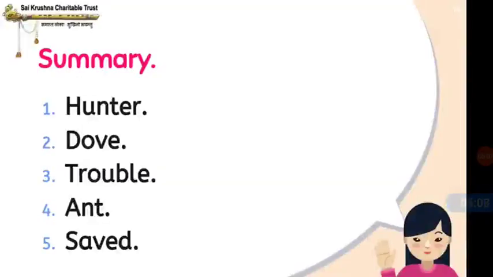So, the summary is, in this part, a hunter came to the forest to hunt some animals or birds, but he saw the beautiful dove sitting on the tree. So he aimed at the dove. The dove was in trouble. The ant saw that and helped the dove fly away by biting the hunter's leg. So the ant saved the life of the dove, and in the beginning part, the dove saved the life of the ant by giving the leaf. So that was the story, children.